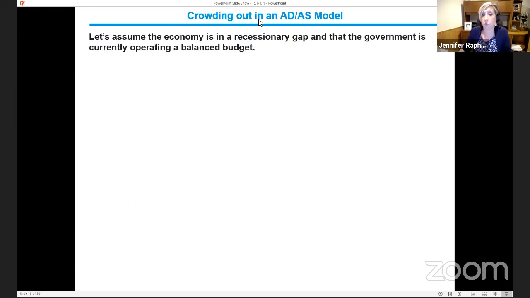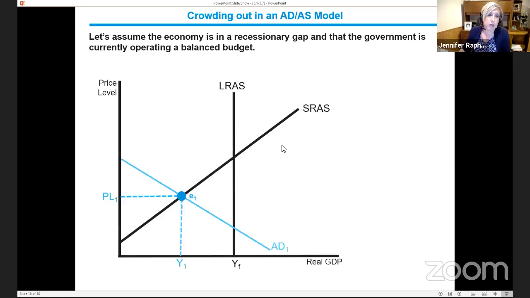Okay, so now one of the other things you want to be able to do is show crowding out in an aggregate demand, aggregate supply model, or at least be able to describe conceptually how you would illustrate crowding out in an AD-AS model. So let's assume the economy is operating in a recessionary gap and that the government is currently operating a balanced budget. So we've got this recessionary gap where current output is less than potential output, and the government is going to enact some expansionary fiscal policy in order to increase aggregate demand and close the gap.